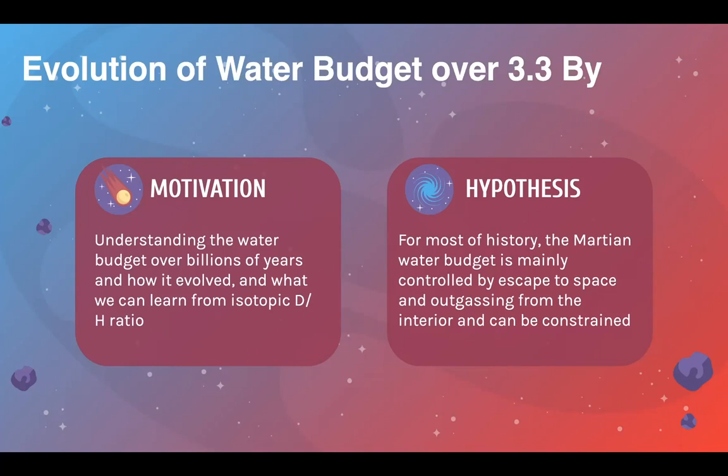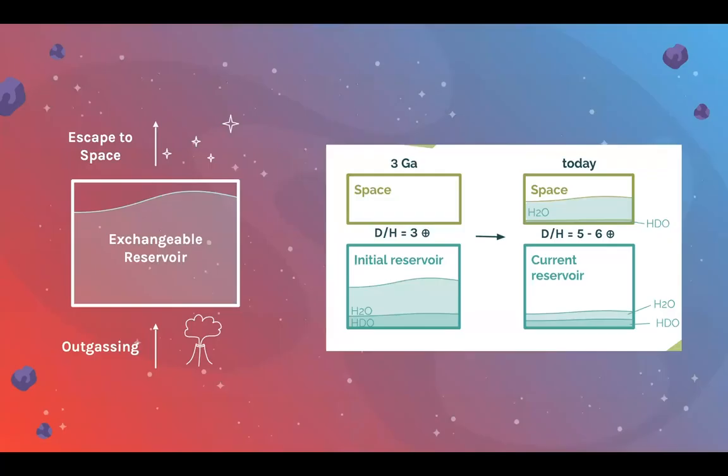into the Martian system. So any volcanic activity that spews out gas is an outgassing event. And so the hypothesis that only escape to space and outgassing are really controlling how the water is evolving in this timescale. So I built a model, a very simple one-dimensional box model. And this is a depiction of what that model looked like. So on the left, you're seeing the main processes that are occurring.